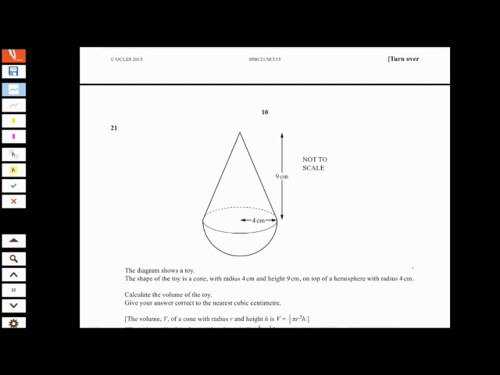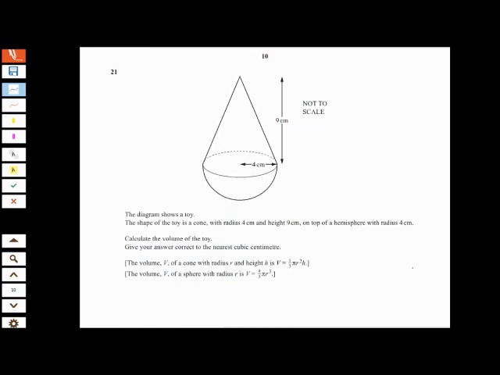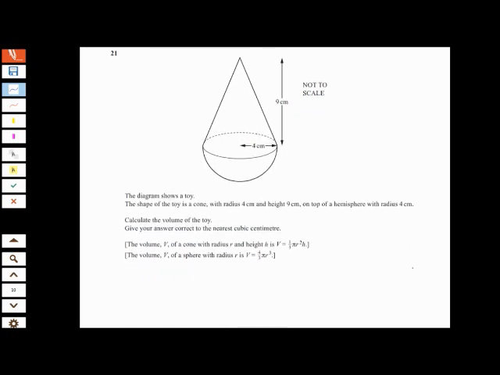Alright, for this question, volume. Calculate the volume of the toy. So separate them. Calculate the volume of the cone first. It would equal, using this formula, 1/3 pi times 4 squared times 9. That would be 150.8.